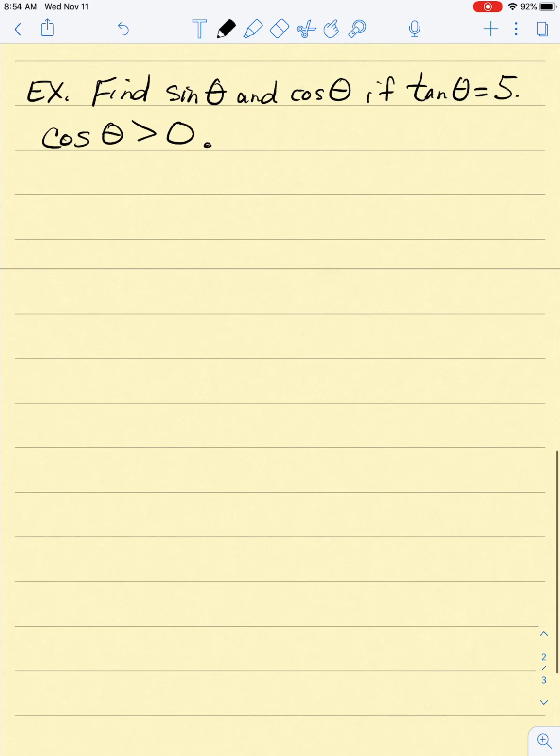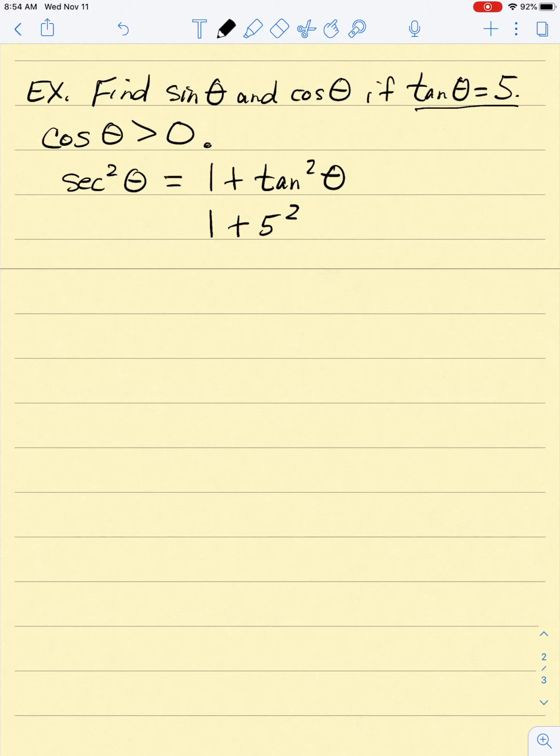All right, let's think about this for a second. We've got cosine involved. We've got a tangent involved. So one might try something like this. You could say secant squared theta equals 1 plus tan squared theta. Well, if the tan is 5, then we have tan squared, so that would be 1 plus 5 squared. So 26 equals secant squared theta.